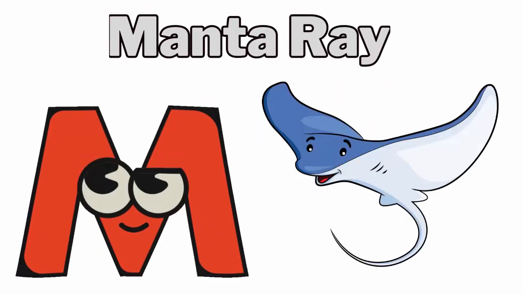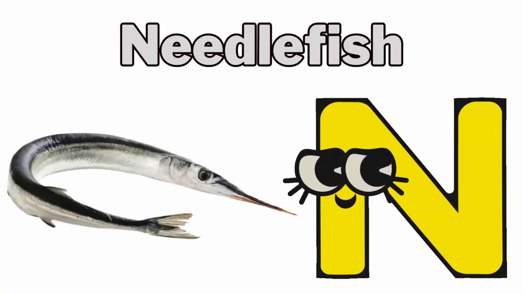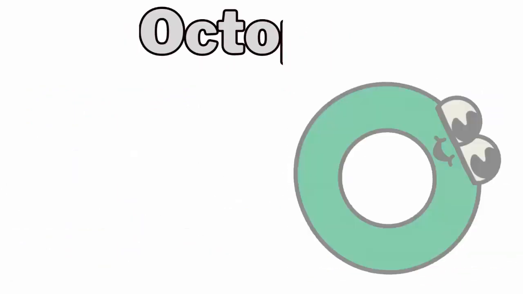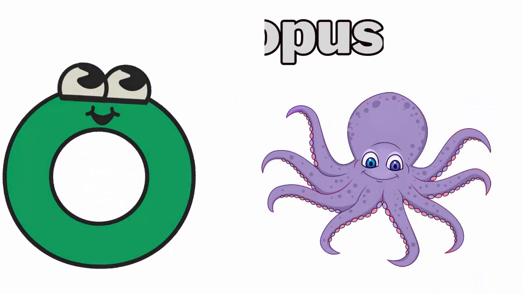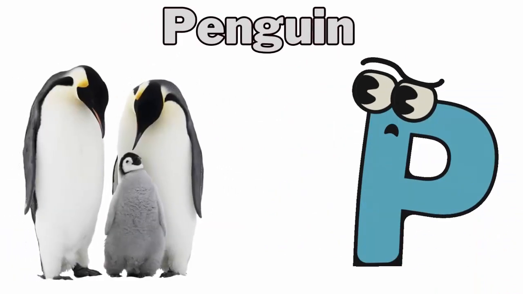M. M for manta ray. N. N for needlefish. O. O for octopus. P. P for penguin.